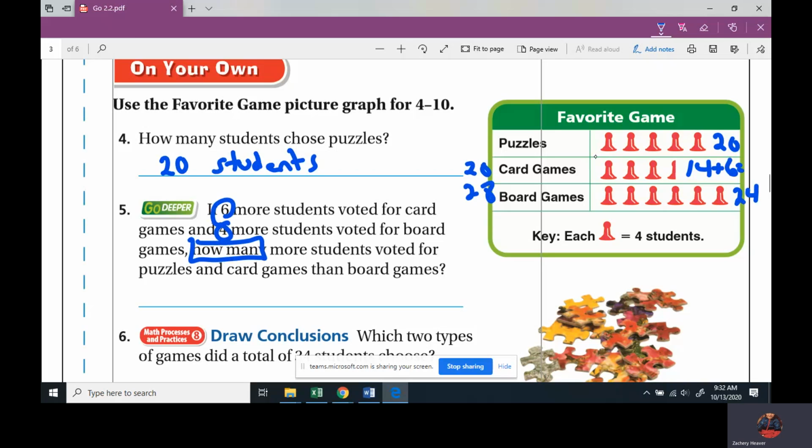So now we're going to have to add puzzles plus card games and then subtract it. So, Adeline, what's 20 plus 20? And now we're going to subtract it from board games, which is 28. Adeline, 0 minus 8 is? Huh?